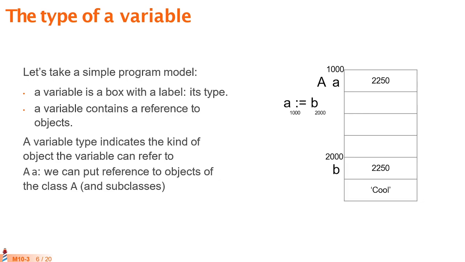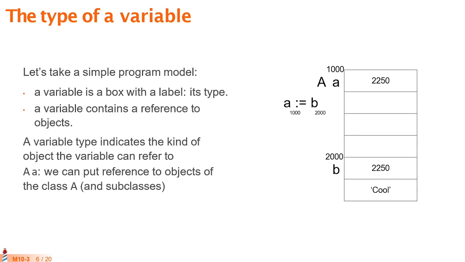We have this simple program. We can see that a variable is a box with a label. It's a box that has a name and references an object, but it also has a type. The type of the variable indicates what kind of object we can reference from it. So we can see it as a box where we can only put objects of the type of the variable.